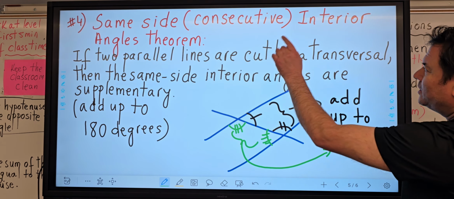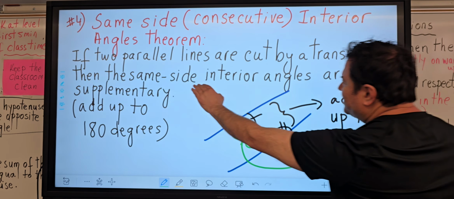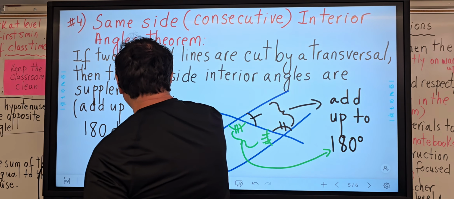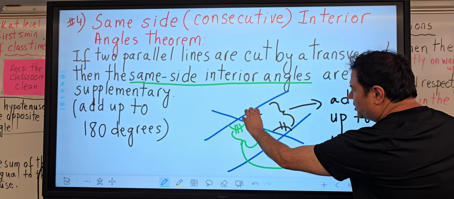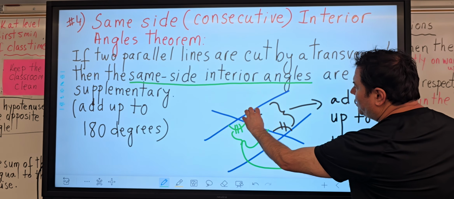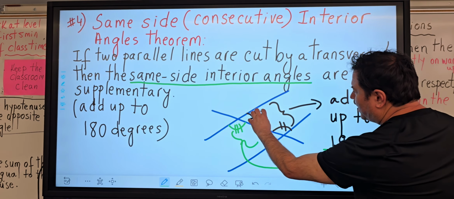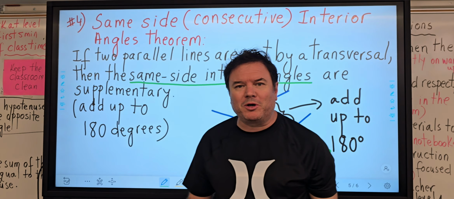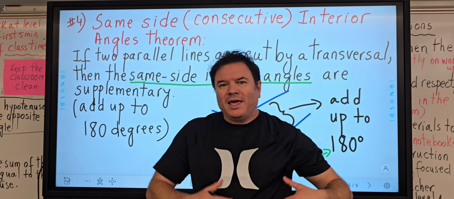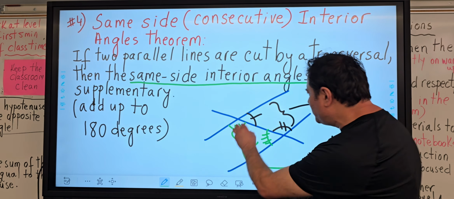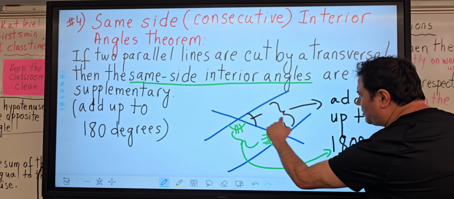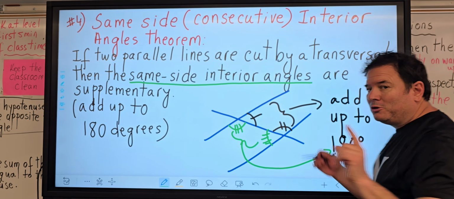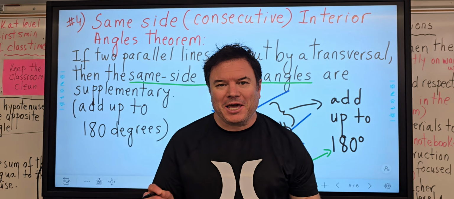They are on the same side interior angles, right? Same side, consecutive angles, consecutive, next to each other. So, for example, consecutive numbers, 1, 2, 3, they come after each other, like this one here. This angle and then the next angle is right here. They are consecutive. They add up to 180 degrees.